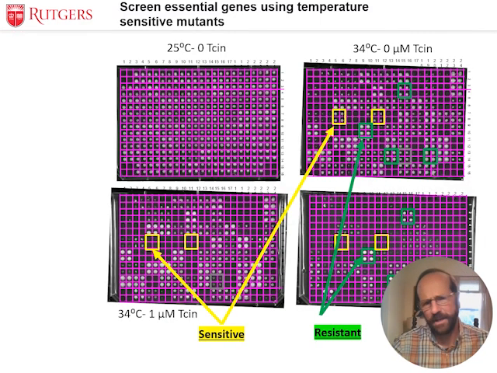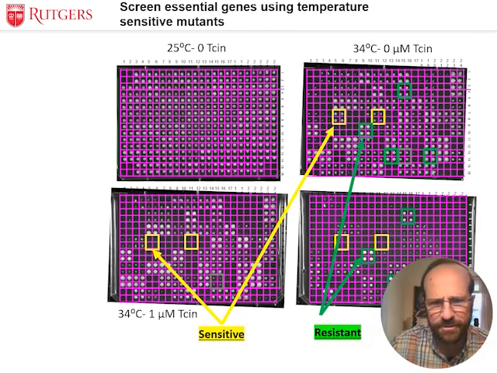The other thing I'll mention is the essential screens. The essential genes can also be screened using particular libraries, for example, the temperature-sensitive mutants. In this particular case, we printed the plates, looked at them at 25 degrees, and then shifted the temperature to 34 degrees, where that temperature-sensitive protein is no longer functional. We can see differences between the sensitive and resistant mutants using this approach.